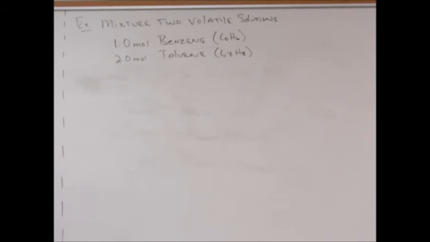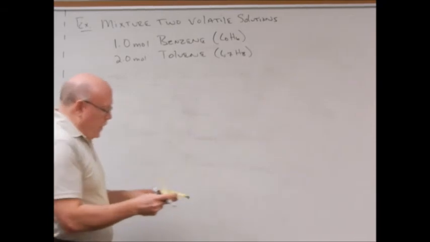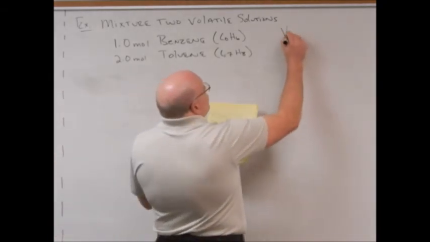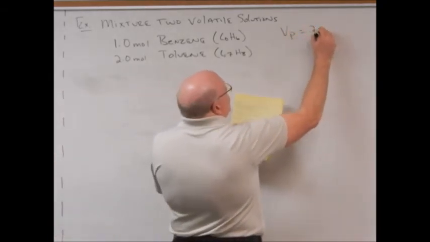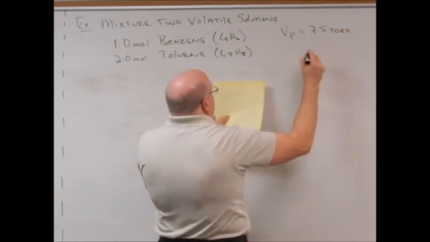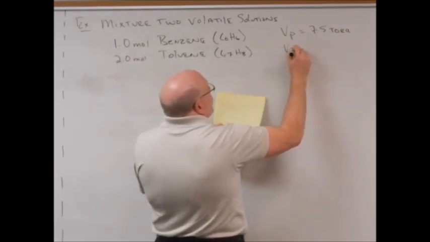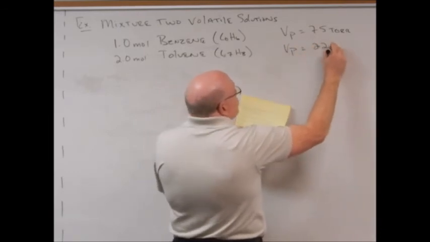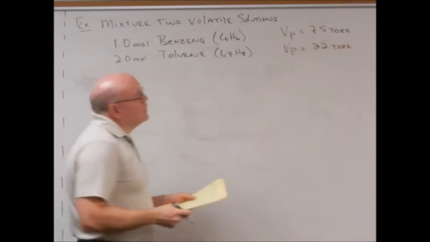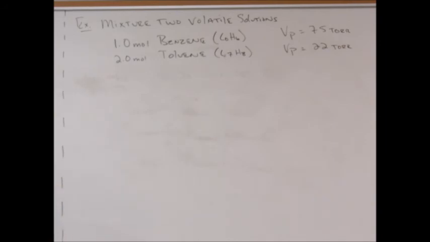What we're going to do is find out and look at this. Both of these species have their own vapor pressure. So as part of the problem, the data that would come with the problem: benzene's vapor pressure, 75 torr. Toluene's vapor pressure, 22 torr. We can see before we even get into the problem, benzene has a much higher vapor pressure. And that will be shown when we actually start to do the calculation.